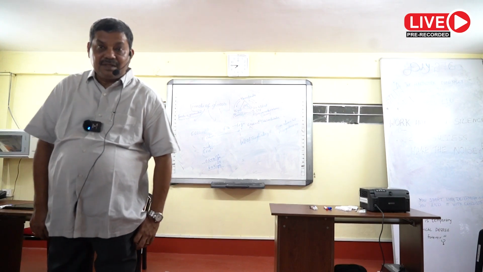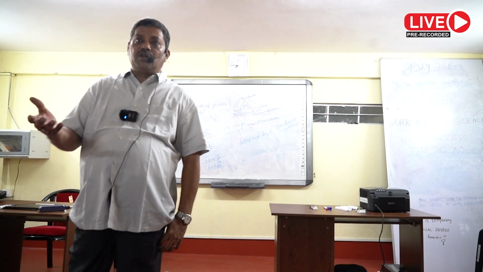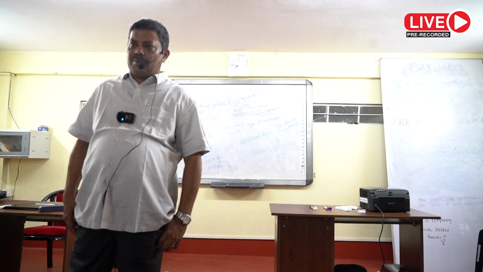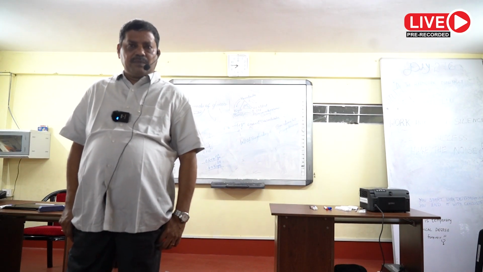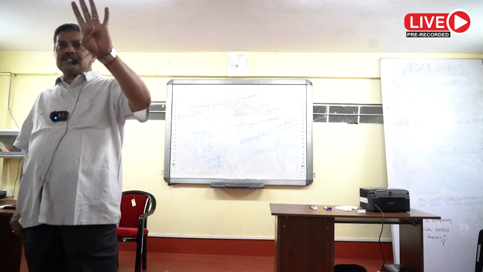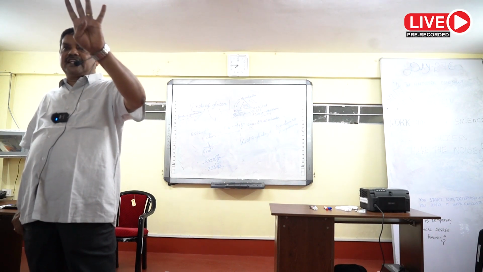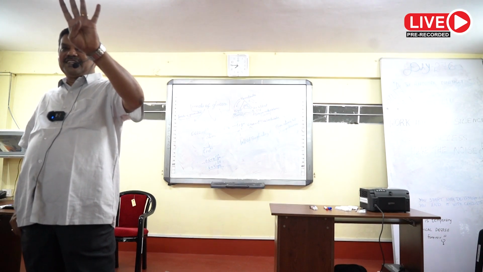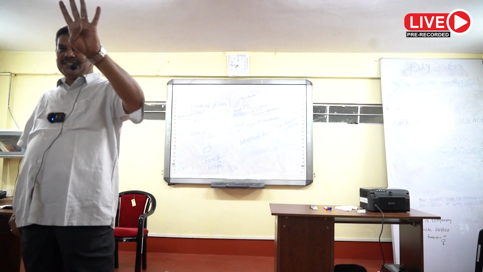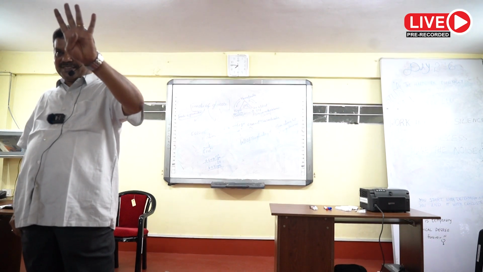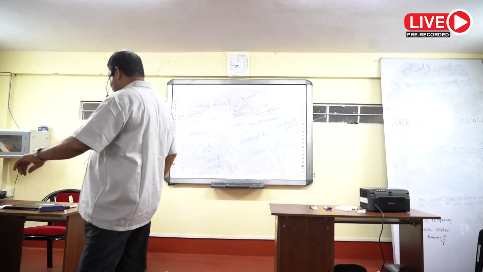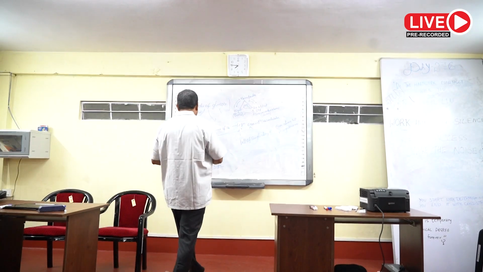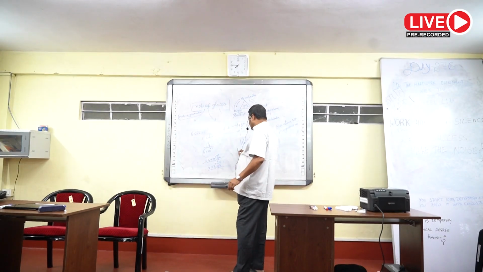Its atomic weight is 4, correct. Atomic weight of helium is 4. Means one atom of helium is 4 times heavier than 1/12th mass of C12. Actually 1/12th mass of C12 is called 1 AMU.